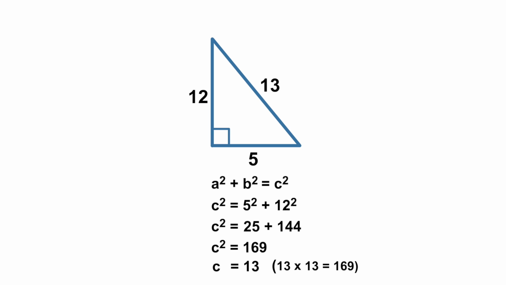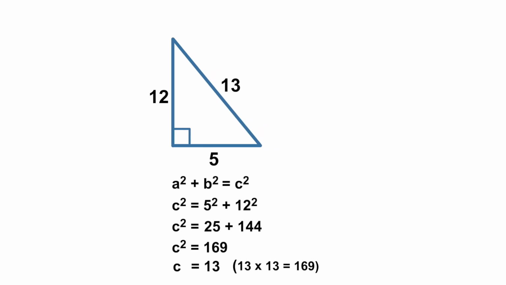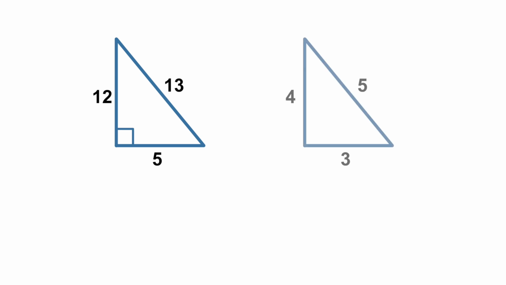This is what we refer to as a Pythagorean triple. The 3, 4, 5 triangle that we looked at in the previous video is also a Pythagorean triple. This is a set of three integers that satisfy the equation a squared plus b squared is equal to c squared. We'll come back to this later.